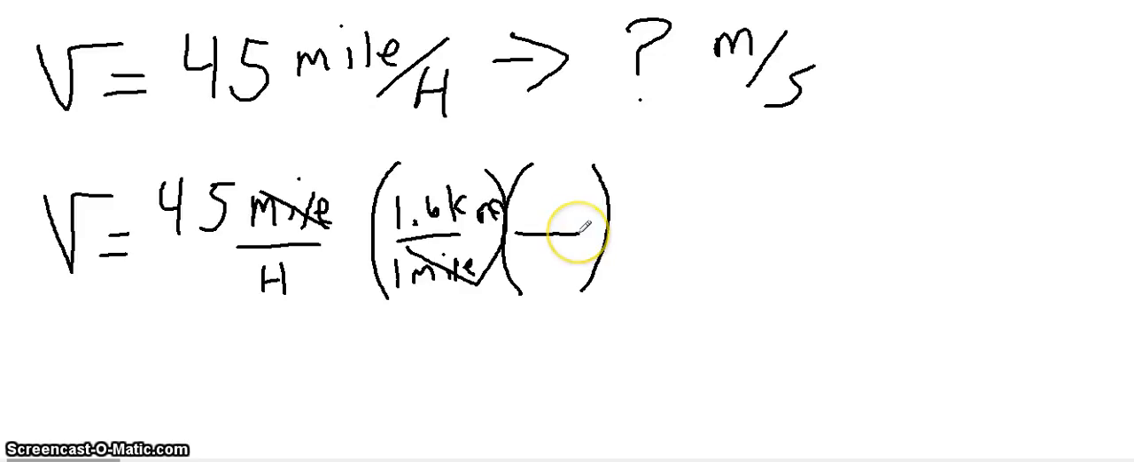So in the next fraction, notice we have kilometers right here in the numerator, and so we're going to convert kilometers to meters. So I know that in 1 kilometer there are 1,000. Another way to write that, of course, is 10 to the third meters. So again, the units cancel, and so now if we were to take 45 and multiply it by 1.6 and multiplying by 1,000, we'd be in meters per hour. But we don't want meters per hour, we want meters per second.